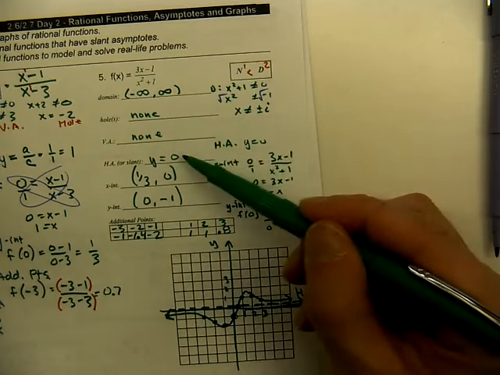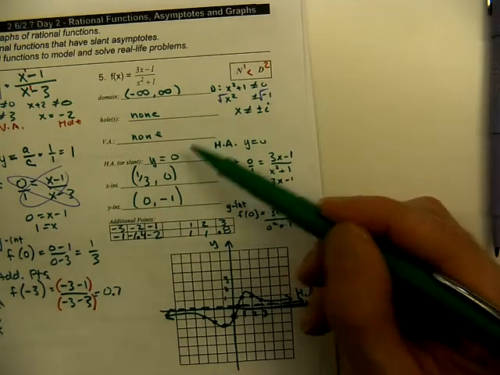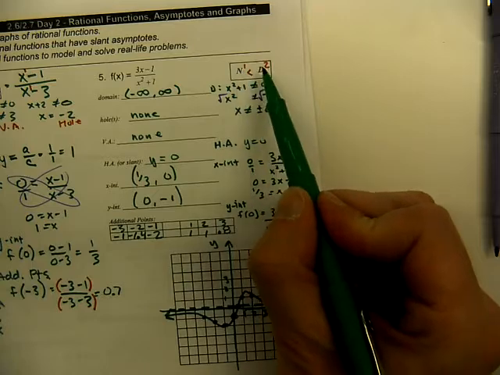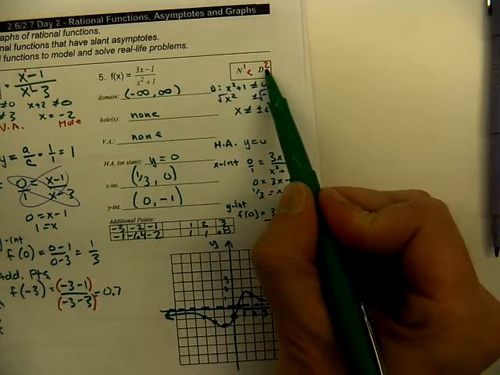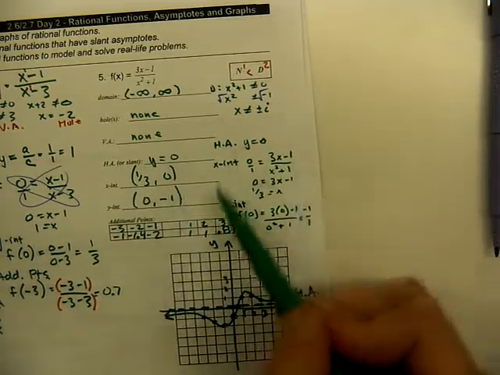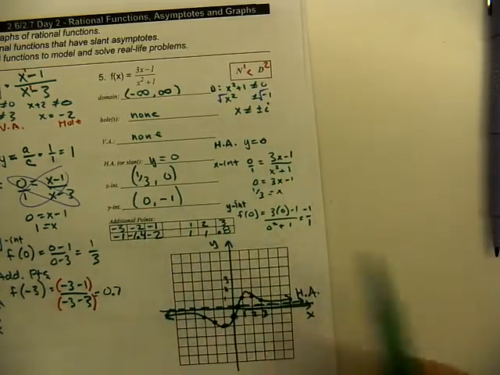We have a horizontal asymptote at 0. How do we know that? Because the numerator's exponent is smaller than the denominator's exponent. That means it has to be at 0. We found our X intercept and Y intercept. There's the work for that, and there's my additional points.